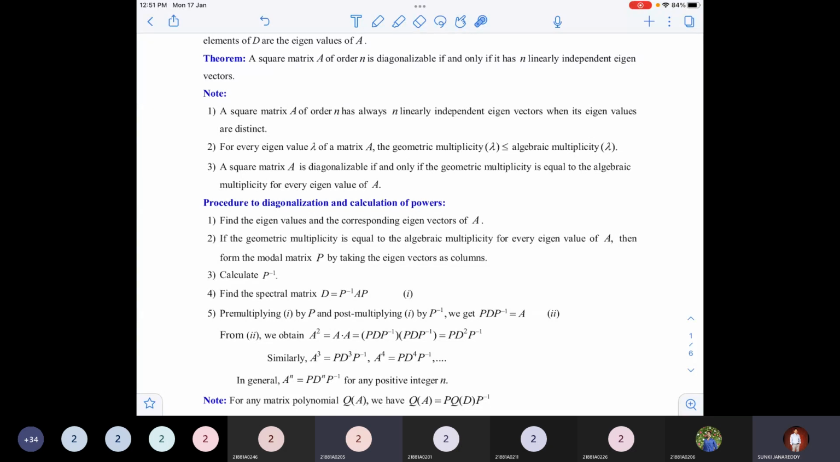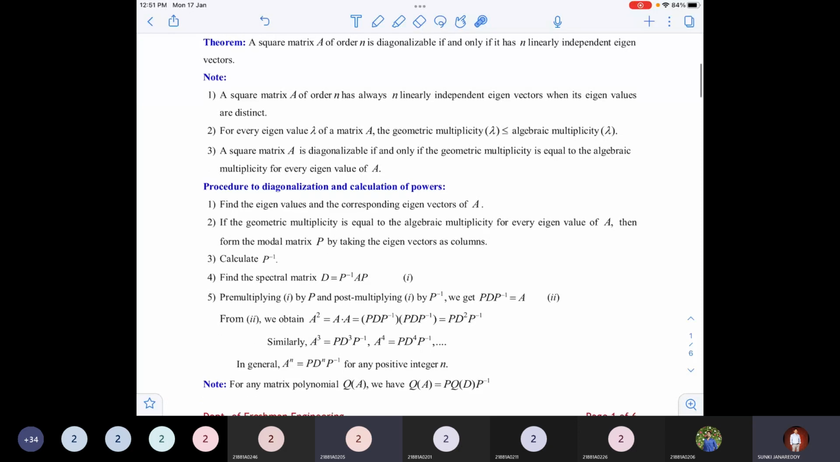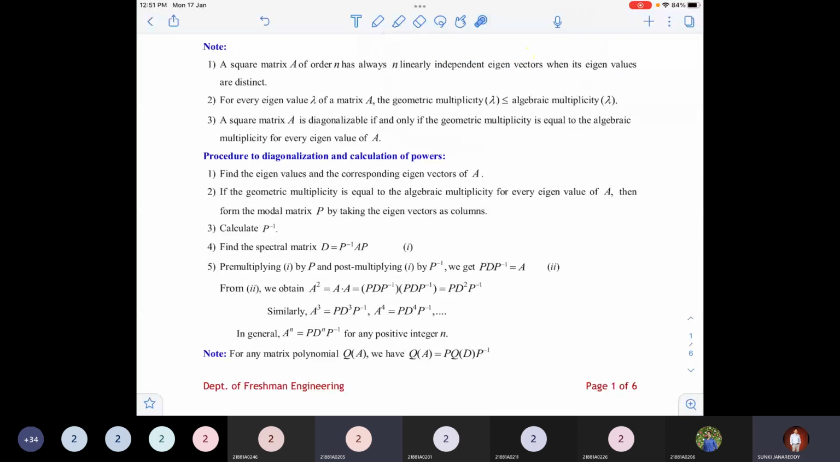Listen carefully. Next, what is the procedure to find diagonalization and calculation of powers? If it is diagonalizable, here we can find the powers of the matrix also. How to calculate powers and diagonalization, that we should know. First, find eigenvalues and corresponding eigenvectors. Yes or no? Yes, sir. After this, you find eigenvalues and corresponding eigenvectors of A. You should complete that one.